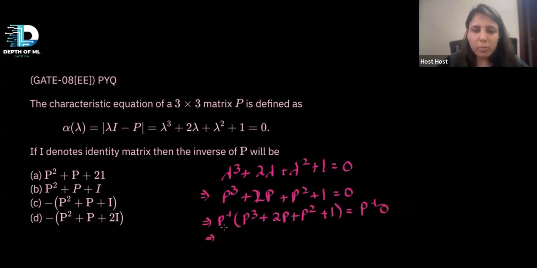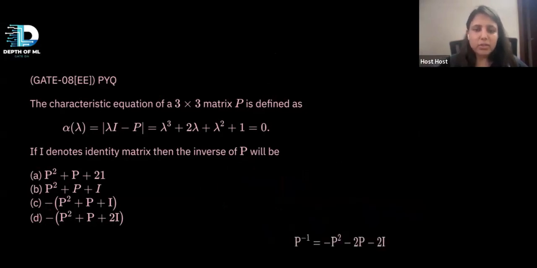Now P inverse into P cube is basically P square, plus P, plus 2 times P inverse into P, which is 2I, plus P inverse is equal to 0. So what will I have? P inverse will be basically the negative of the other terms, so minus of P square plus P plus 2I, right? So this is the correct answer. Fine. So D is the answer.